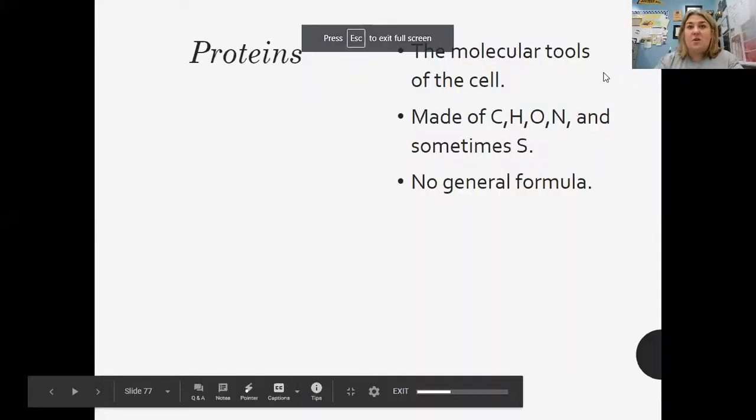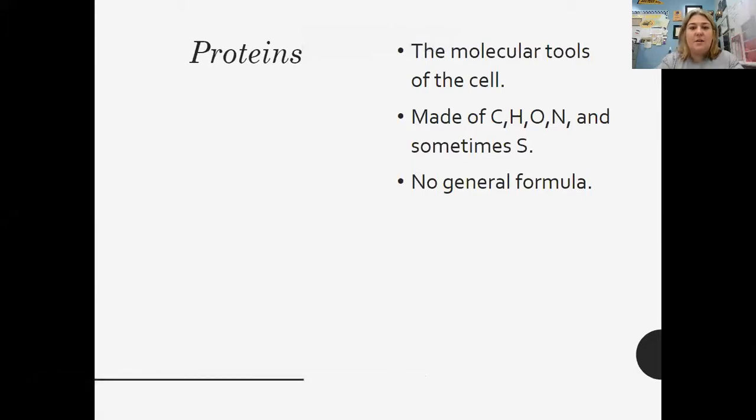So proteins are really quite amazing molecules. They do so many different things. They're just so incredibly important. We call them the molecular tools of the cells because they do so many different things for us. They're made of carbon, hydrogen, oxygen, nitrogen, and of course we know that sulfur's thrown in there sometimes because sulfhydryls help to stabilize the protein structure.